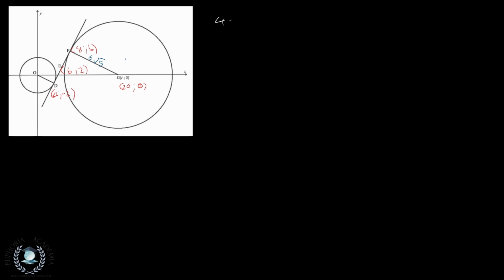For question 4.6, we're asked that the smaller circle must be translated by k units along the x-axis to touch the bigger circle internally. Essentially they're asking by how many units must we move the smaller circle to be in a situation where we have the larger circle and the smaller circle touching like this, or like this.